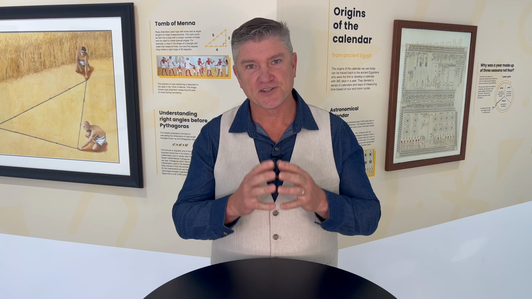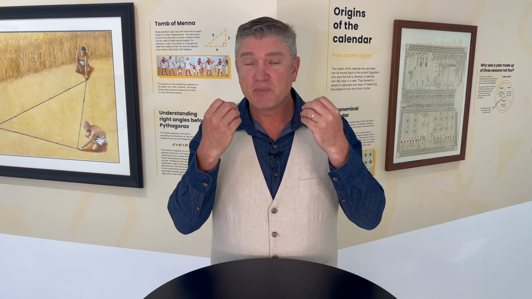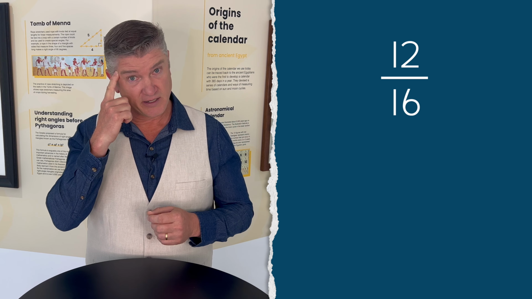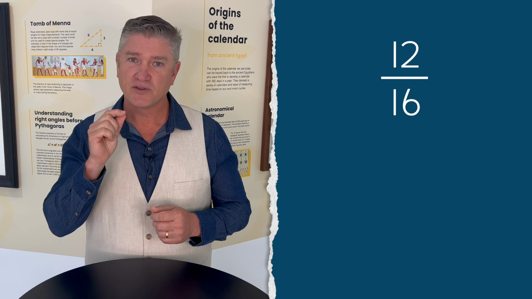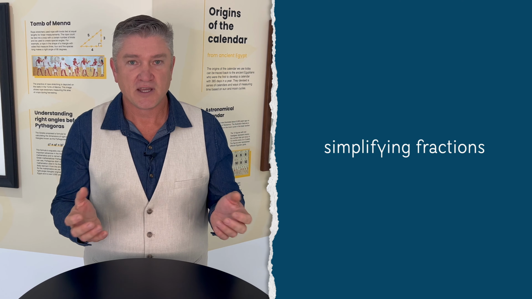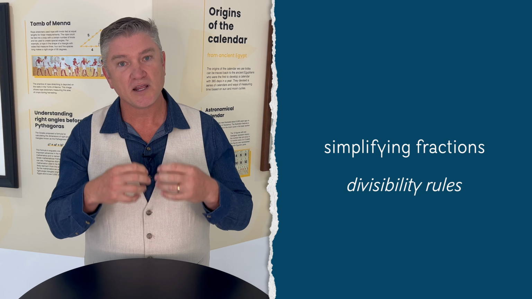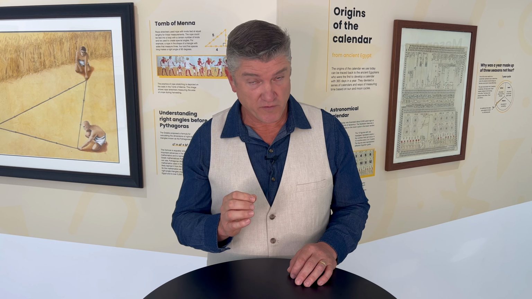First, equivalent fractions can help reduce complex fractions into their simplest terms, which in turn helps the students gain a better understanding of a fraction's value. For example, it's very difficult to picture 12/16 in your head, but it's not so difficult to picture 3/4. Now, this is simply called simplifying fractions. And in order to do that, you must know your divisibility rules, which will help you find the highest common factor.